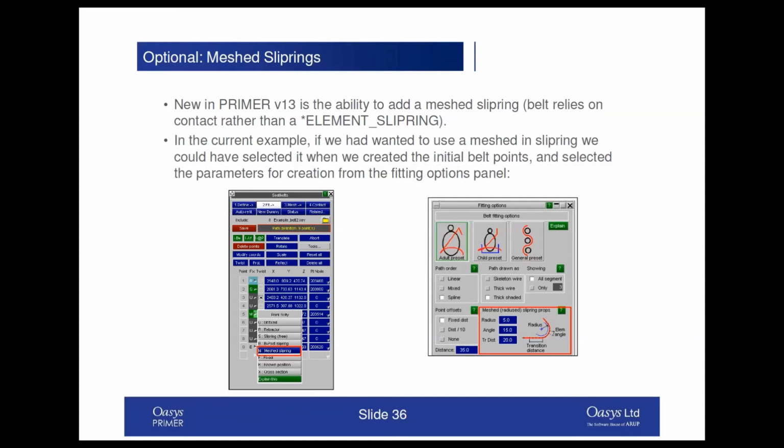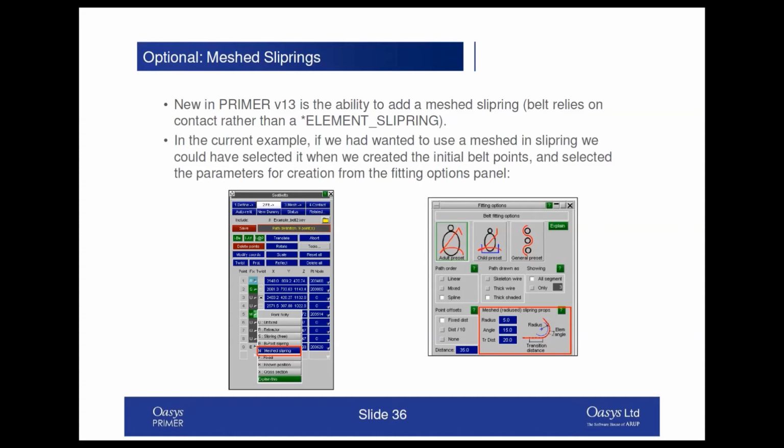And then on the right hand side there, we've got the options for those meshed in slip rings on the fitting options panel. So there's 3 inputs there. We've got radius, angle and transition distance. And Primer doesn't actually need the mesh for the slip ring. It doesn't use it. What Primer does is it creates an imaginary cylinder to wrap the belt around, and that cylinder is of radius as defined by this panel. So here we would have a radius of 5 mil.